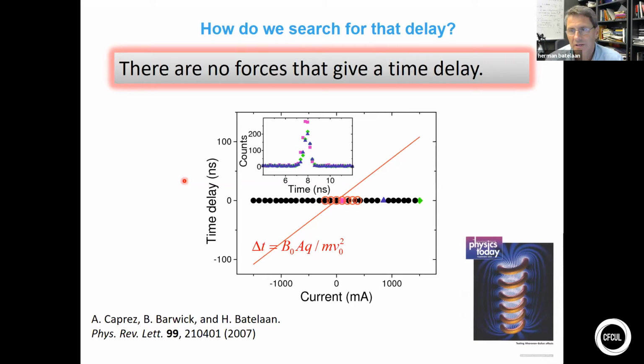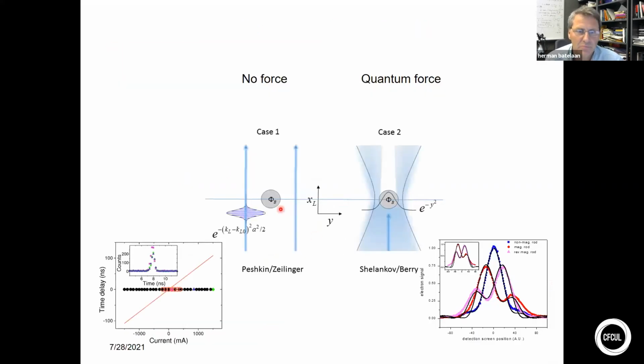That was the regular AB phenomenon on the left, the Peskin-Zeilinger. So we confirmed this theory. Then you had Cherenkov-Berry, and we confirmed that there is a quantum force. And so then the question began, how can you reconcile the theory?